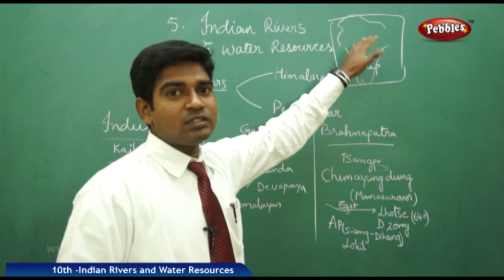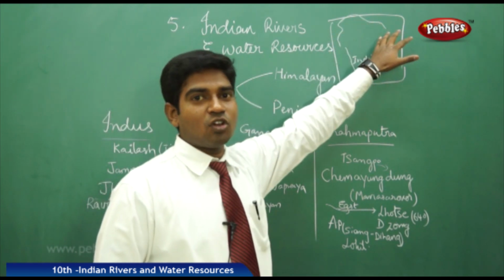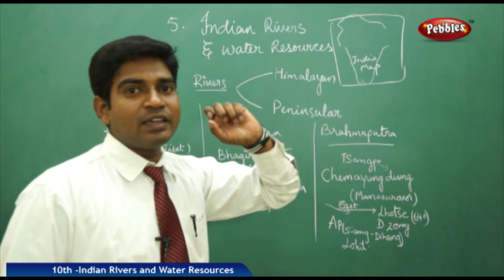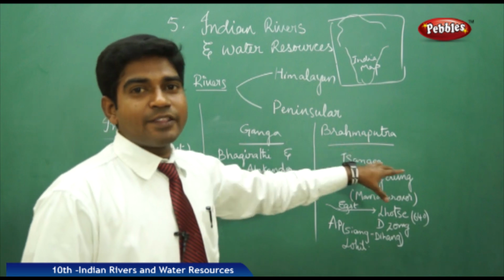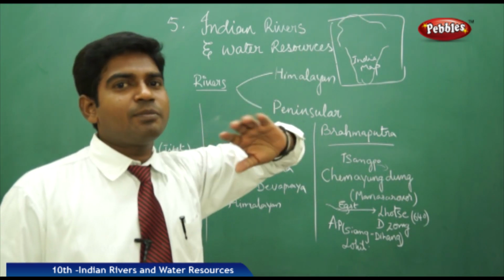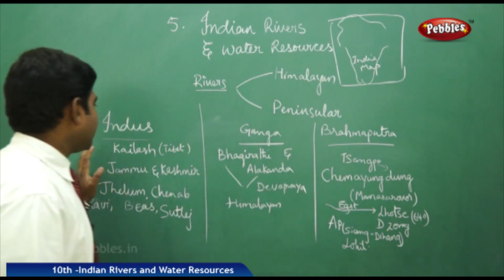Where did they originate? As we have the Himalayas in the northern part, the three major rivers in the Himalayan northern part, that is the Indus river, the Ganga river and the Brahmaputra river, have their origins from the Himalayas or almost nearby places. Let us see the Indus river origin.